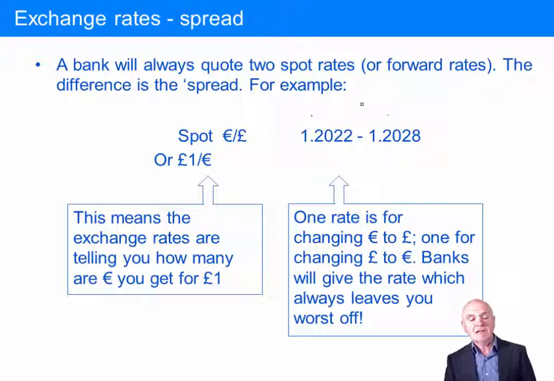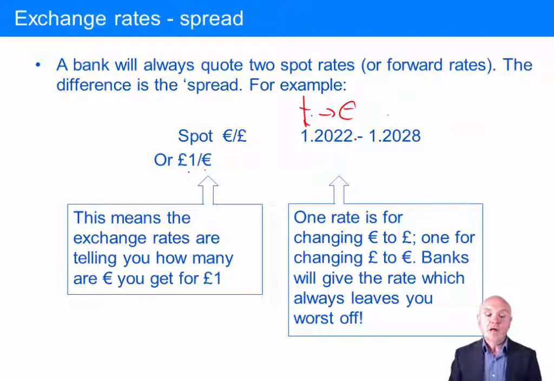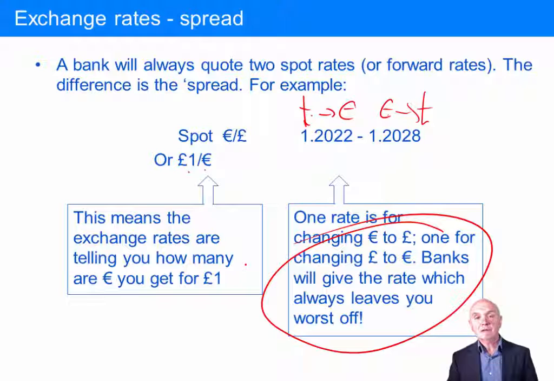So what that spot rate is telling you is if you go in with £1, you're going to get a certain number of euros, not dollars. So you begin waving your £100, whatever it's going to be. The bank will either multiply that number of pounds by 1.2022 or 1.2028, and it's going to give you the lowest amount of euros it can. So this will be from pounds to euros, and as soon as you've got one of them sorted out, the other one, whichever way round it's written, is going to be the reverse. Okay? Banks give you the rate which leaves you worst off.